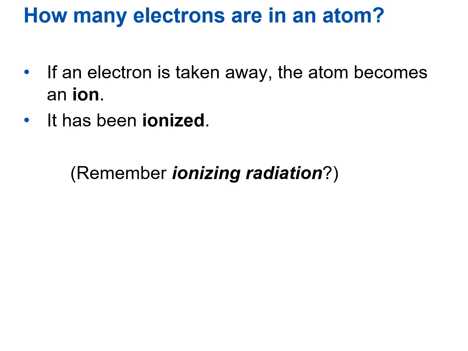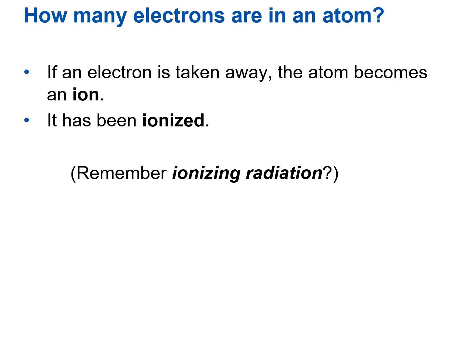A minute ago, I said that atoms usually have equal numbers of protons and electrons, but it is possible to take away an electron or even to add electrons. For purposes of this class, we'll mostly be dealing with taking away of electrons. If an electron is taken away, the atom becomes an ion, and we say that it's been ionized.